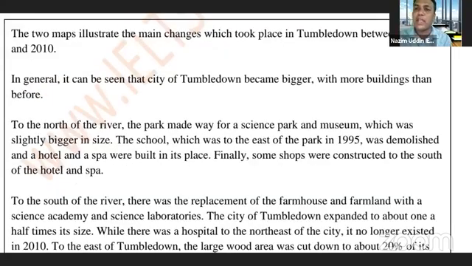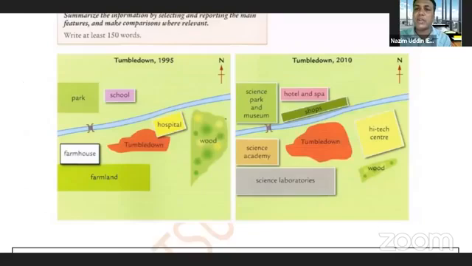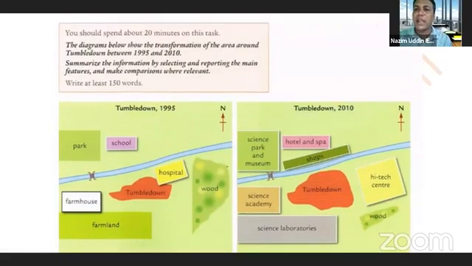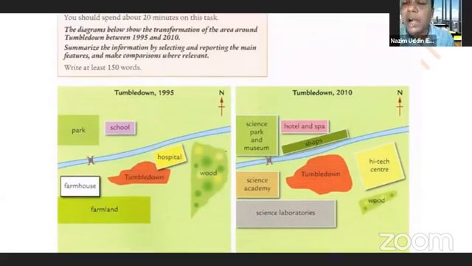Now you can take the screenshot again. Take a screenshot of the question again, and you need to write on your own knowledge in 20 minutes. Time is 20 minutes, and you need to write at least 150 words to compare between 2 years, 1995 and 2010. What was there in 1995, the school, this one, and what they have changed in 2010. This is about the map.